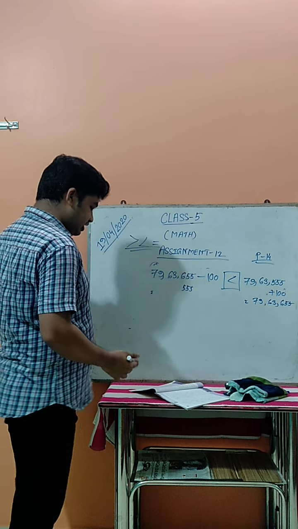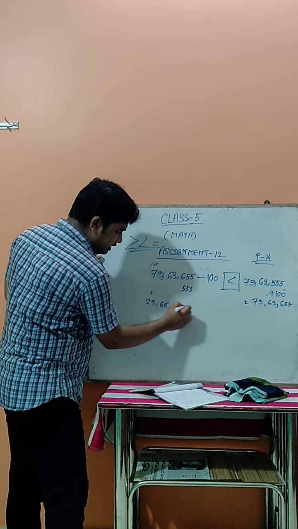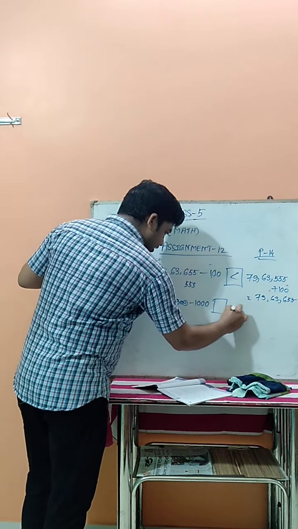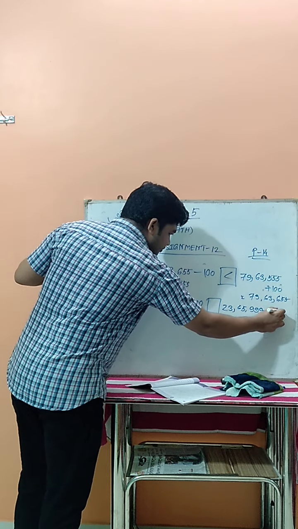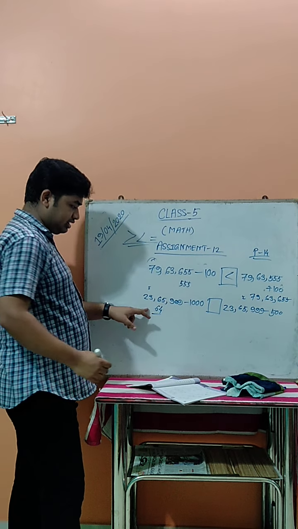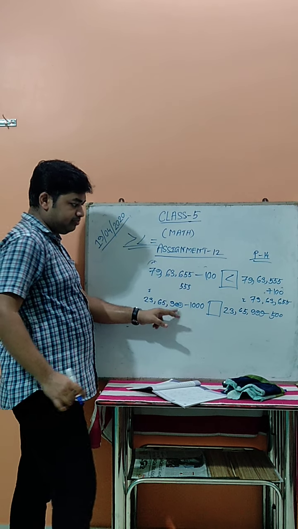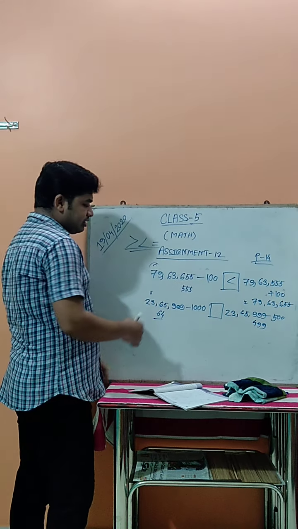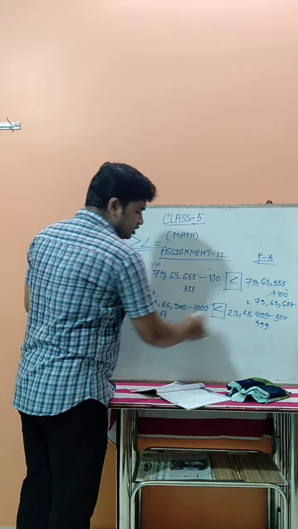So by this way, see the last one. That 23,65,999 minus 1,000 in the box, that 23,65,999 minus 500. Now if we subtract 1,000, that means here it becomes 64,000, so 23,64,999. Here if we subtract 500, then 499. Now which one is bigger? This one is the 64 lakh, this one is the 65 lakh. So this one is the bigger one.